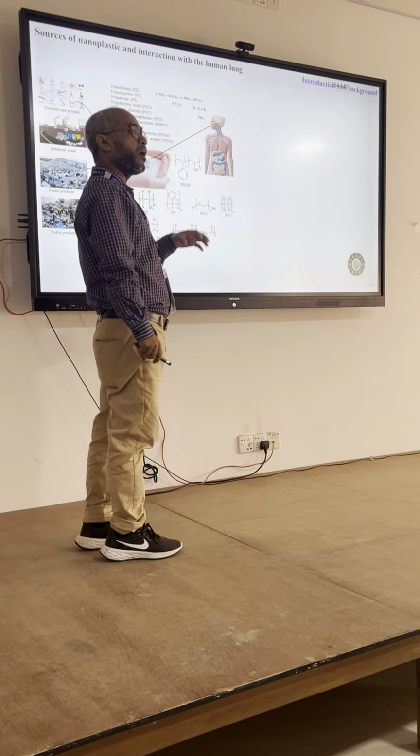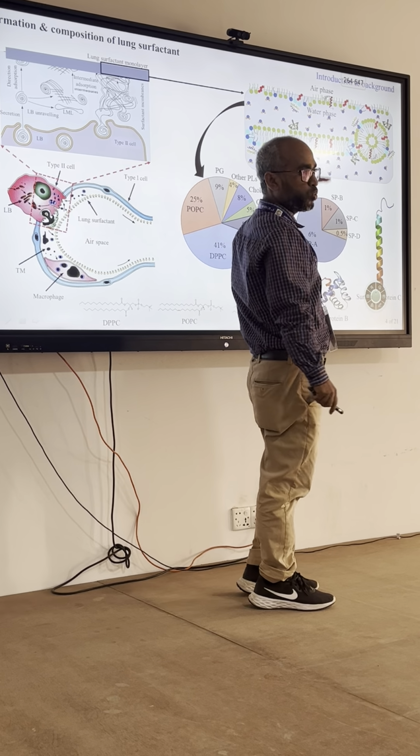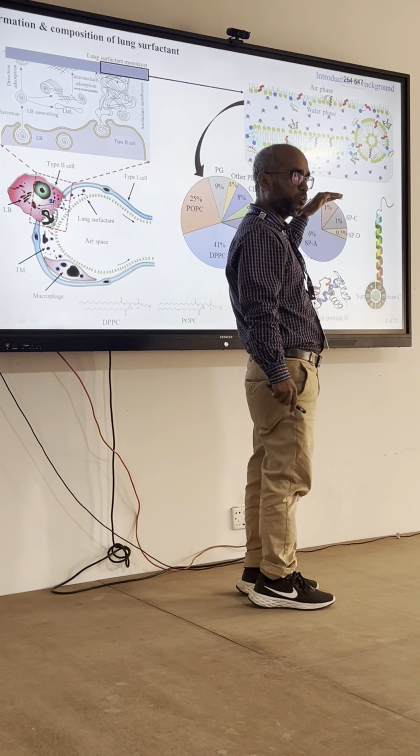Here I want to show how the air-water interface, how the lung surfactant monolayer, will form. Once we have the type 2 cell in the lung, it produces a layer which is known as the lung surfactant monolayer. When you inhale the particle, it interacts with this lung surfactant monolayer. This is the schematic structure of the lung surfactant monolayer. At first we have the monolayer. Under the monolayer we have the bilayer. How those bilayer and monolayer will be interacted with by the microplastic, we have to investigate here.